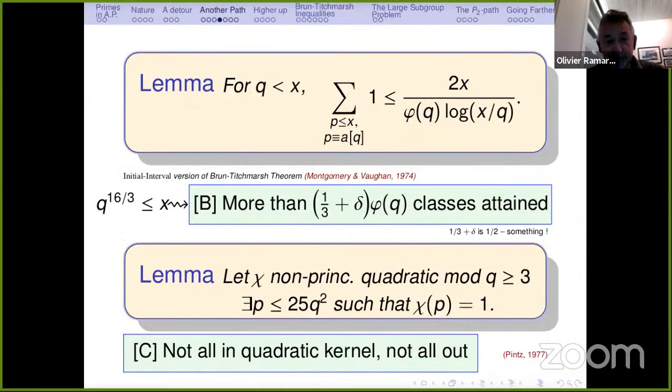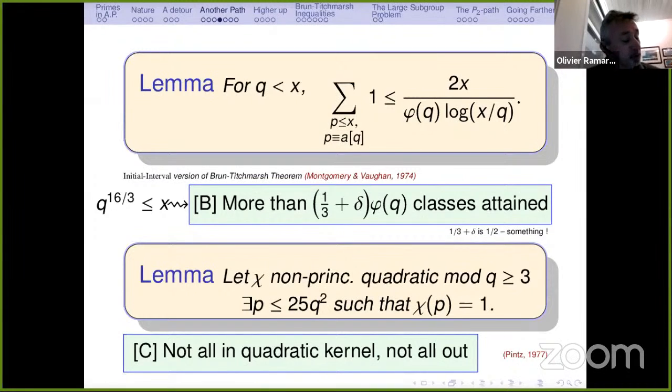The second version that I've recalled is the Brun-Titchmarsh theorem only in the q aspect. So I've removed the interval. It's a simpler version. Okay. Still with this factor 2, with this log x by q.